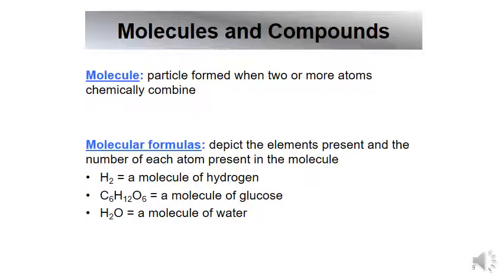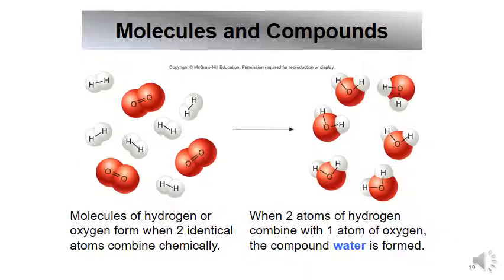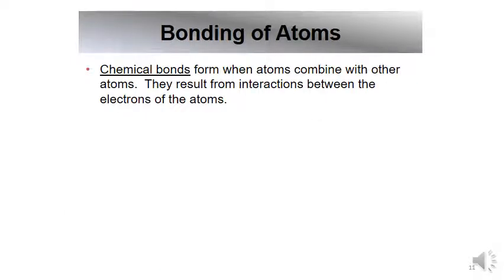Okay, next we can go on to molecules. Molecules, if you remember from chapter 1, this is when two or more atoms are combined. That's all the molecule is. And so here are some examples of molecules. Molecule of hydrogen, molecule of glucose, water. Okay, so what causes the atoms to combine with each other is the next thing. And so here are just some more examples of molecules here on this picture. Now, bonding of atoms, chemical bonding, is when the atoms get together.